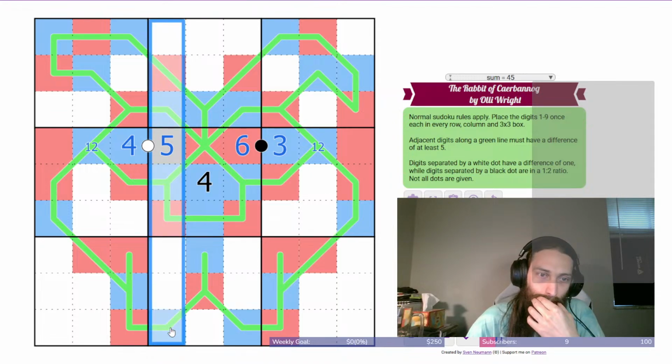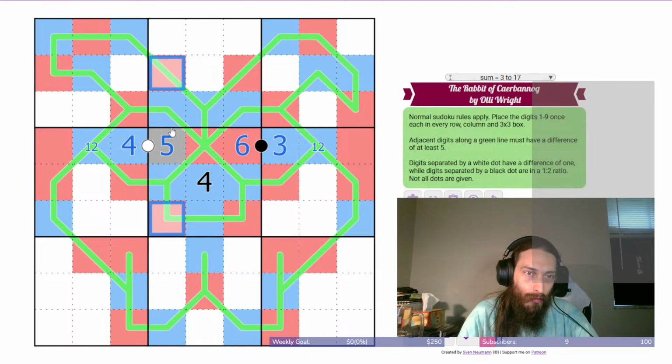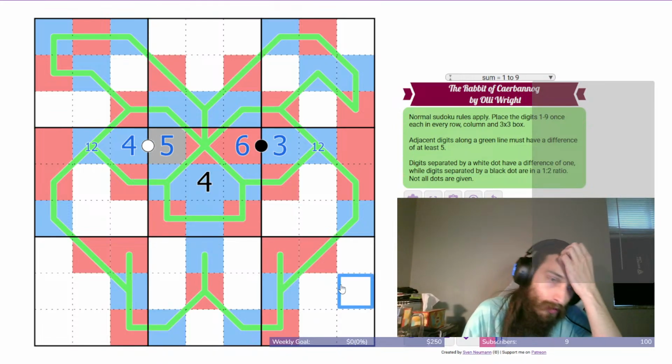Well, I've already got 5 in this column, but I only have 2 reds and 3 blues, so that's not helpful yet.